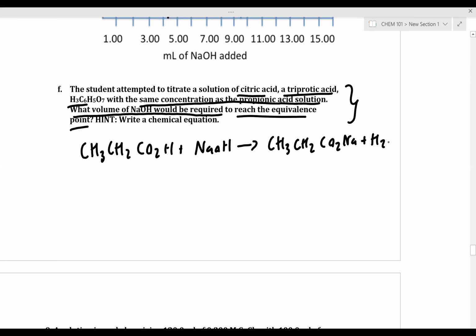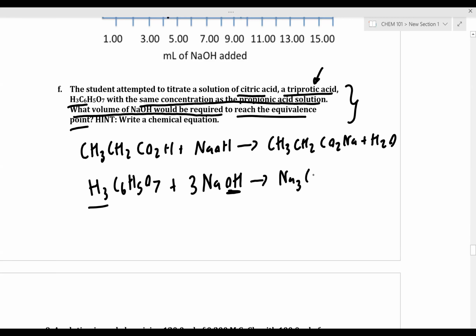Now, if we have a triprotic acid, which is H3C6H5O7, so we have 3 protons, then how many molecules of NaOH, how many hydroxide sources will we need to react with all of these 3 H pluses? How many NaOHs will we need? 3. Exactly. So in turn, we get Na3C6H5O7 plus 3 H2O. So triprotic, 3 protons requires 3 equivalents of monoprotic base.